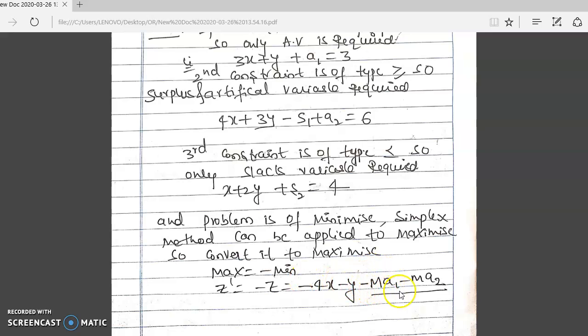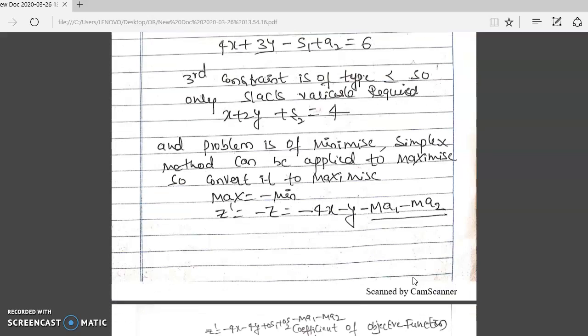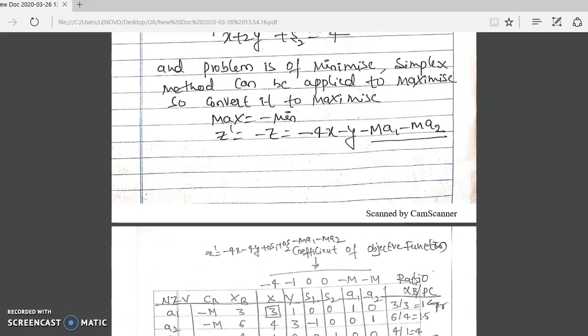Now the main change is that both the artificial variables in equations 1 and 2 are to be assigned minus M. M indicates it is a big M. Then S1, S2, by default we write as 0 S1, 0 S2, even though we may not write them. That makes no difference, it will not affect the Z equation.